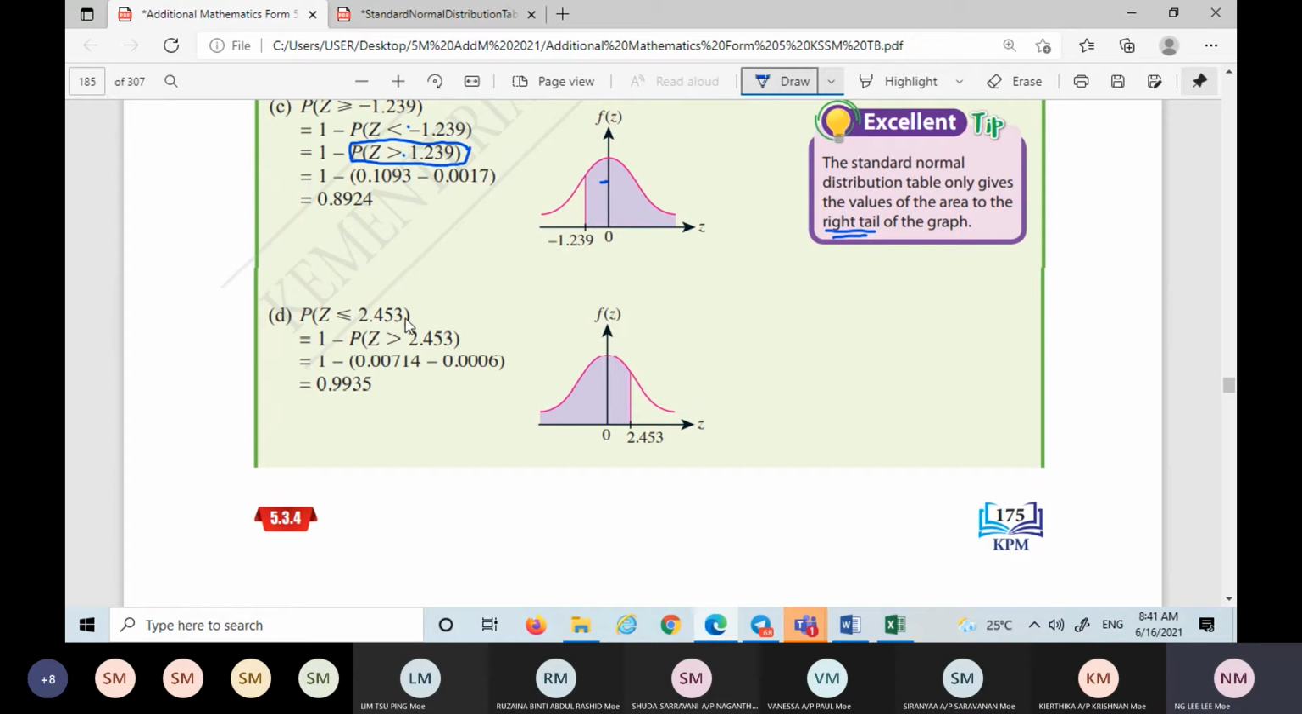Same thing, 2.453. Because it's positive, you draw the line on the left-hand side of the graph. Then, smaller than, you shade the left-hand side from the line. How? The table doesn't read the left tail, the table only reads the right tail. But I can do 1 minus the white color one, the empty space, and that will give you the answer. So 1 minus z greater than 2.453. This one you can read from the table. After you read from the table, 1 minus, then that one is your answer.